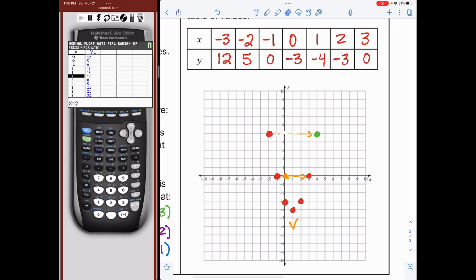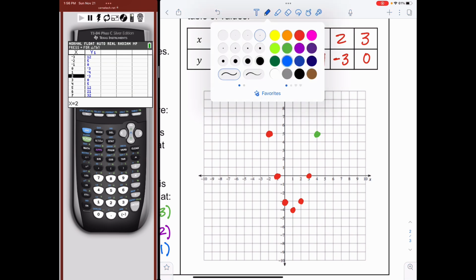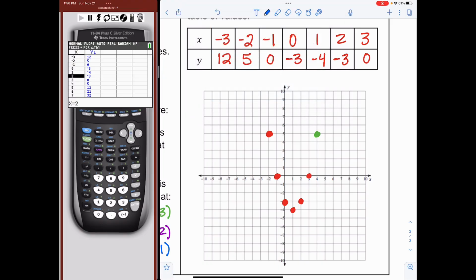All right, so now you can connect these points with a smooth curve. And it does not have to be perfect, but that is what the points are for. So we can start here and we can just go down and then come back up like that.